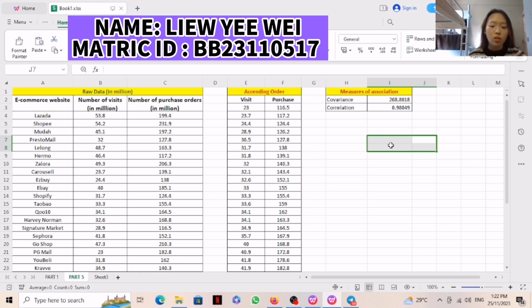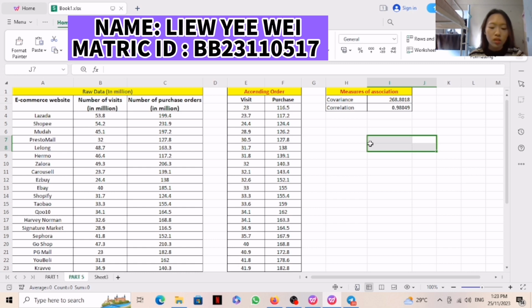What are measures of association? Measures of association are statistical techniques used to quantify the relationship between two variables. The first thing we need to do is to find the covariance. The covariance describes the direction of the linear relationship between two variables.